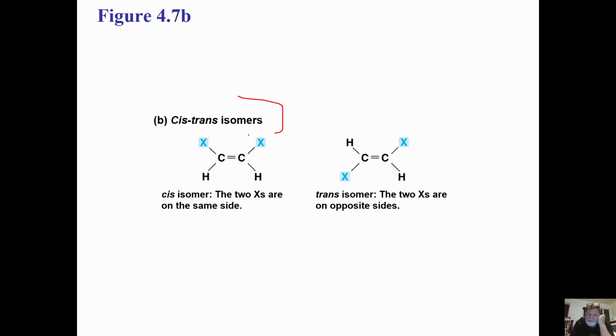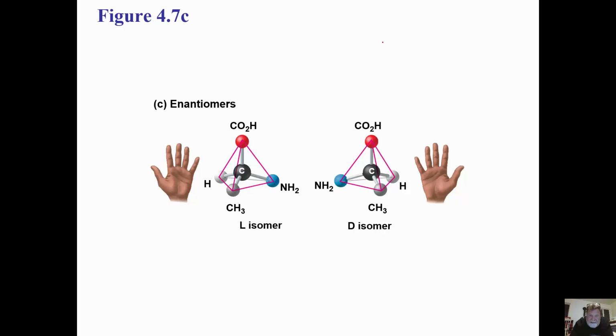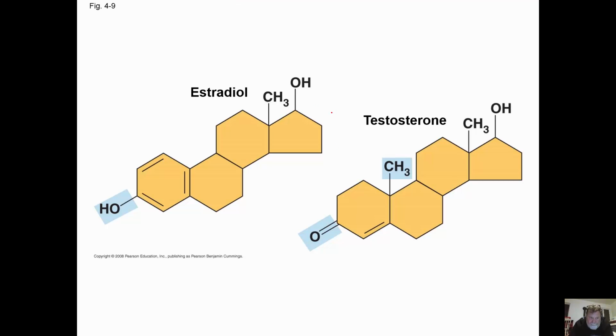We also have what are called cis-trans isomers, and that's where, again, on a double bond over here, which is a relatively flat bond, we can have two moieties on the cis or the same side, or we can have two moieties on opposite sides, and this is what we call cis-trans isomers. We can also have enantiomers, which are basically the left and the right hand. I'm holding up my left and the right hand. And that's the L isomer and the D isomer, or the R isomer, dextrose. Again, this is a difference that we're looking at here.